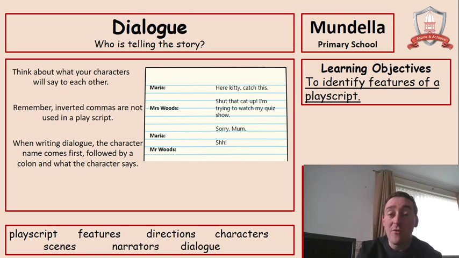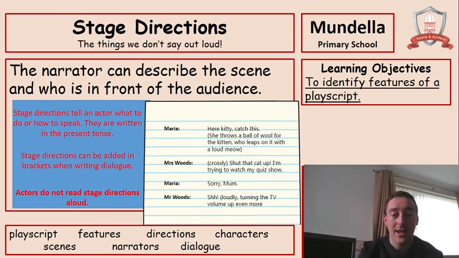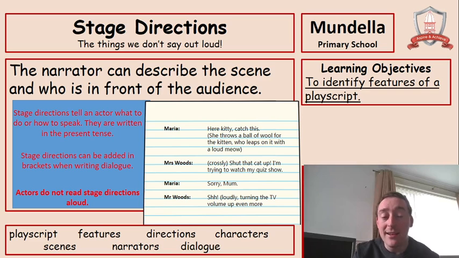And remember that when writing dialogue, the character name comes first, followed by a colon, and then what the character says. Anything in brackets, they don't read out. The things that are in brackets, though, are the stage directions, and they tell an actor what to do or how to speak, and they're written in the present tense. Stage directions can be added in brackets when writing dialogue, and they don't read them aloud, just like the example that we looked at earlier.